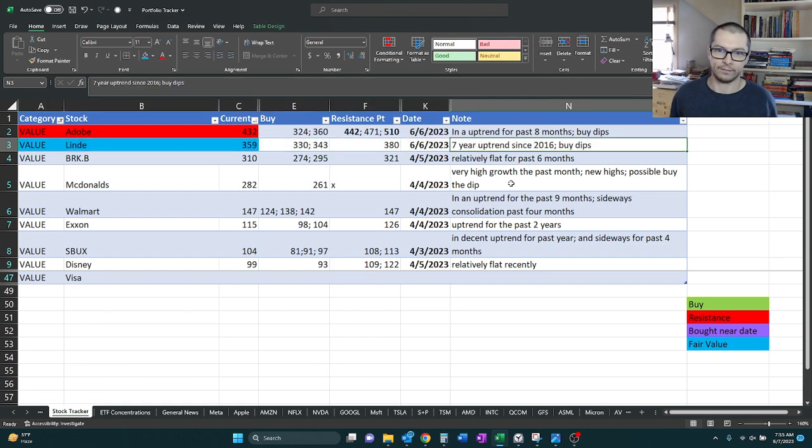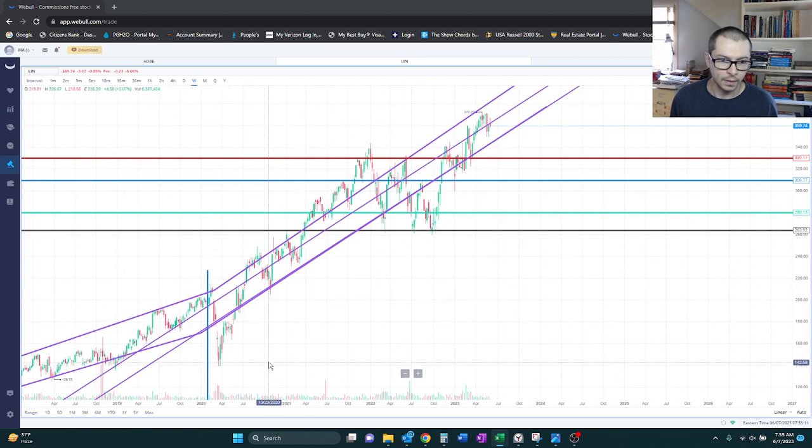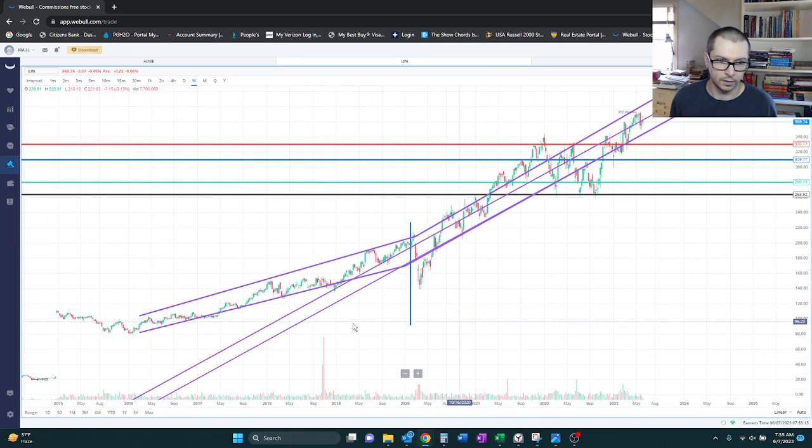The note that we have is it's been in an uptrend for 7 years, since 2016, and for us, we would just be buying the dips on this. So if we bring it back up, that's what these purple lines are. So going back to about 2016, it's similar to Adobe. It had this nice uptrend channel. I'm not sure, maybe like a 20% return.